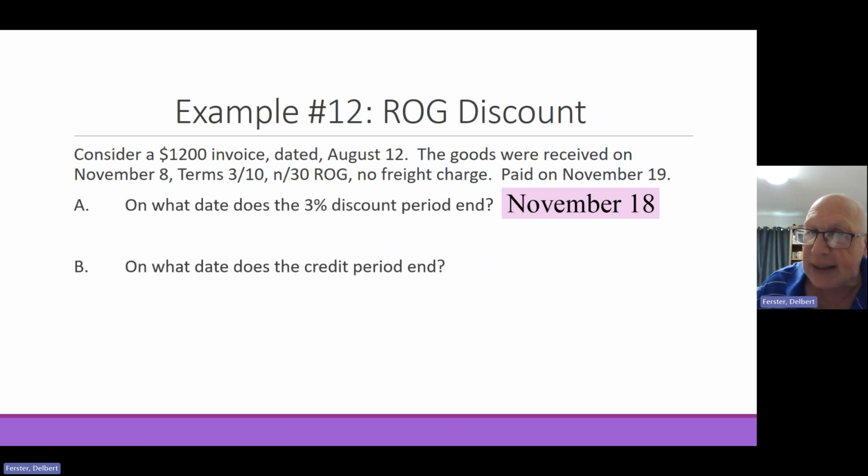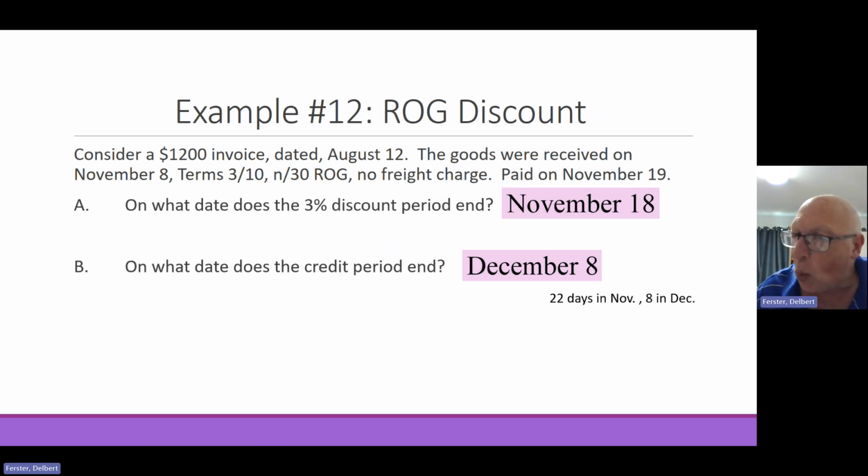Well, it's 30 days after we received the goods. We received the goods on November 8th. So again, it's that days in the month kind of thing. There are 30 days in November. So 22 days get us to the end of November. And then 8 more days to comprise the 30 would take us into 8 days of the next month, which is December. So it's all due by December 8th.